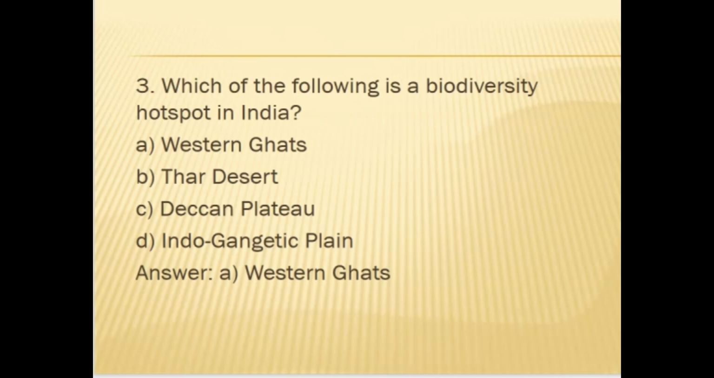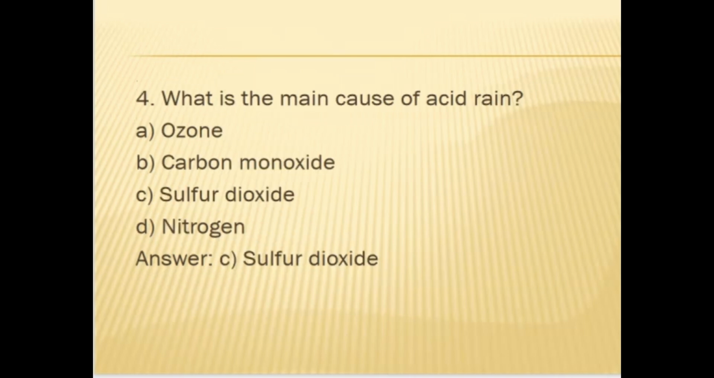Which of the following is a biodiversity hotspot in India? Western Ghats, Thar Desert, Deccan Plateau, Indo-Gangetic Plain. Answer A. Western Ghats.